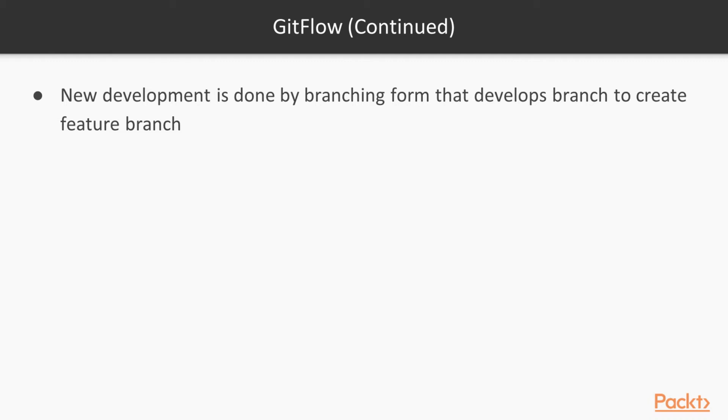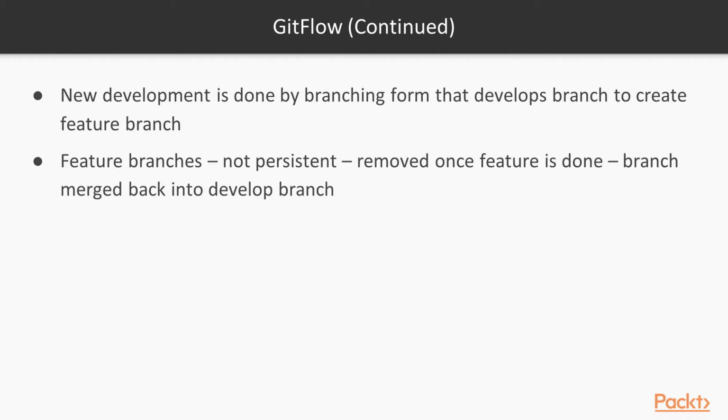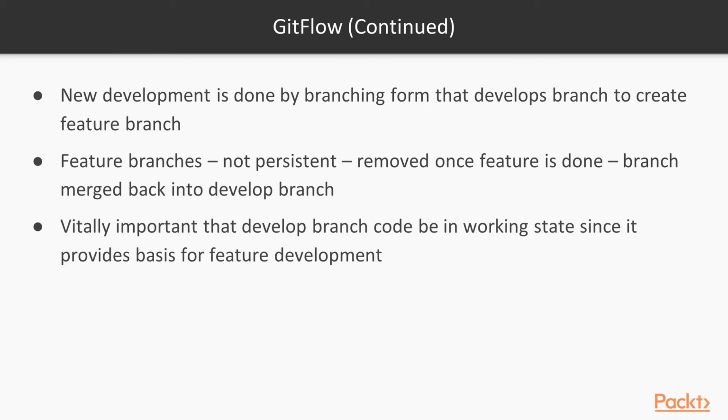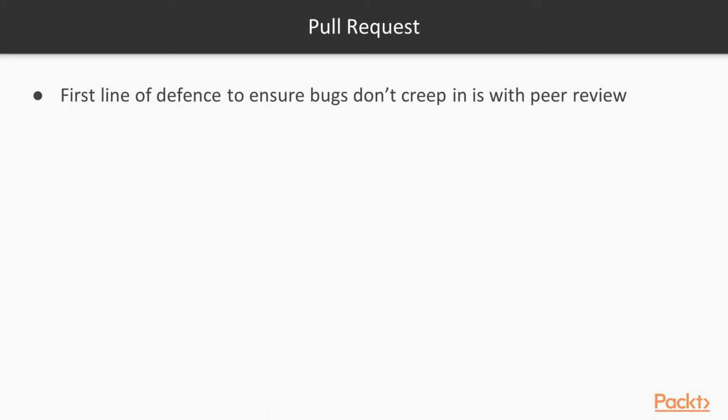New development is done by branching from the develop branch to create a feature branch. There can be multiple feature branches. Feature branches are not persistent and are removed once the feature is done and the branch merged back into the develop branch. This makes the develop branch the most up-to-date branch for the project. It is vitally important that the develop branch code be in a working state since it provides the basis for feature development.